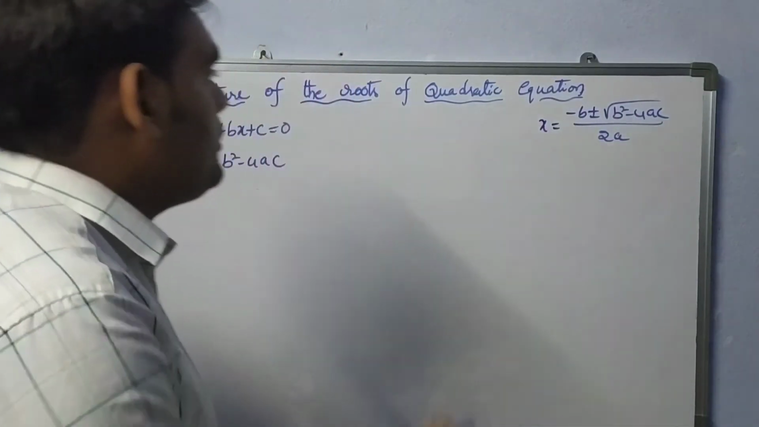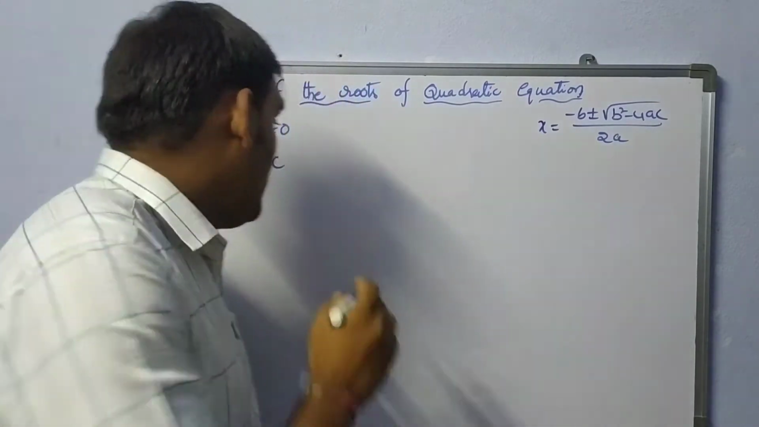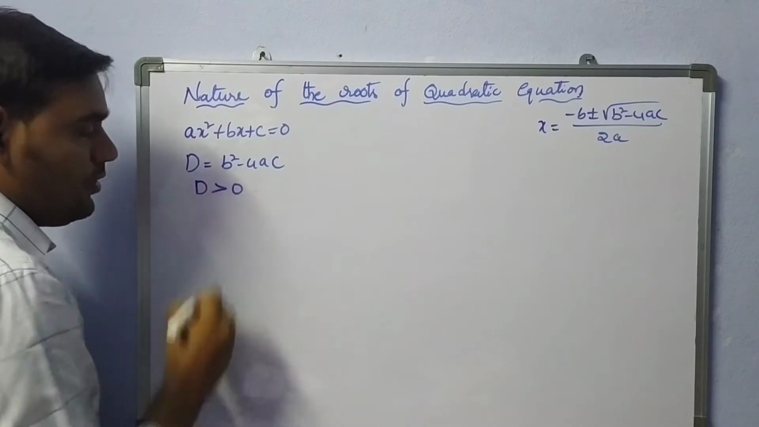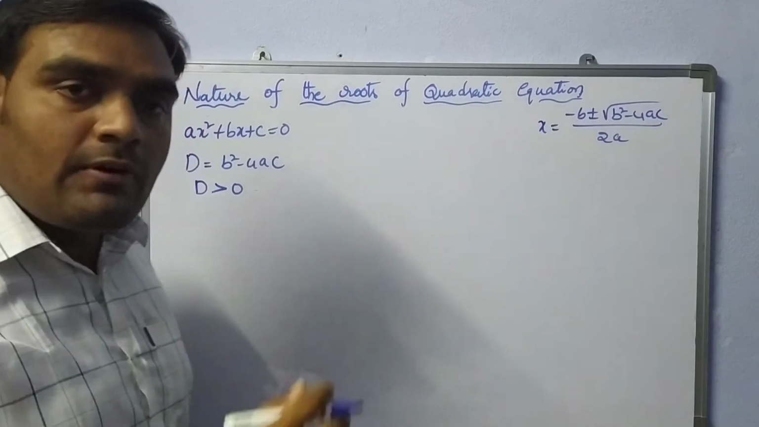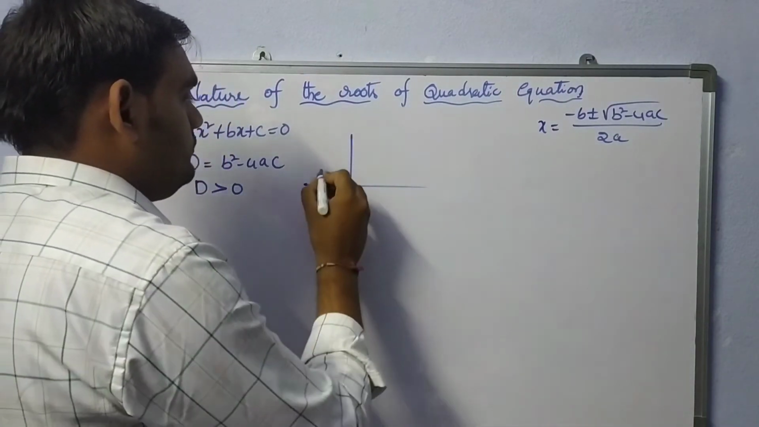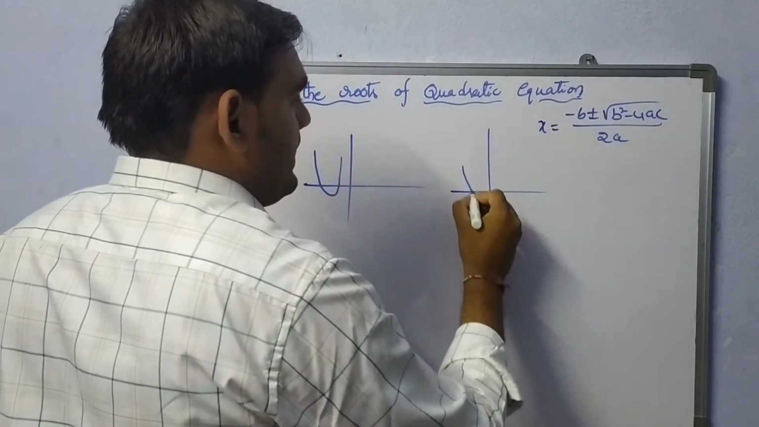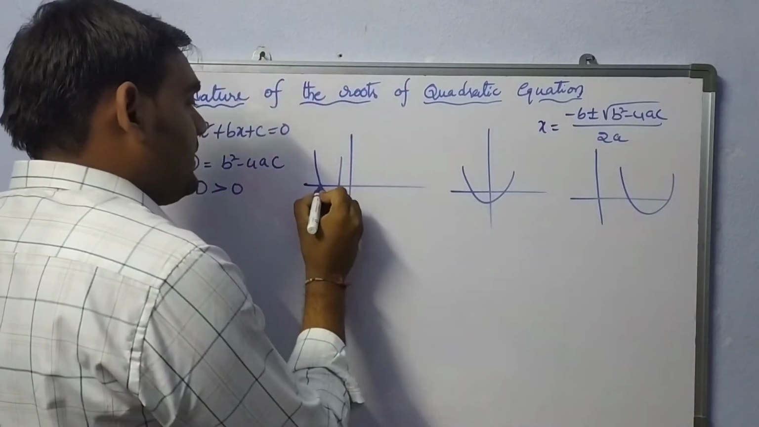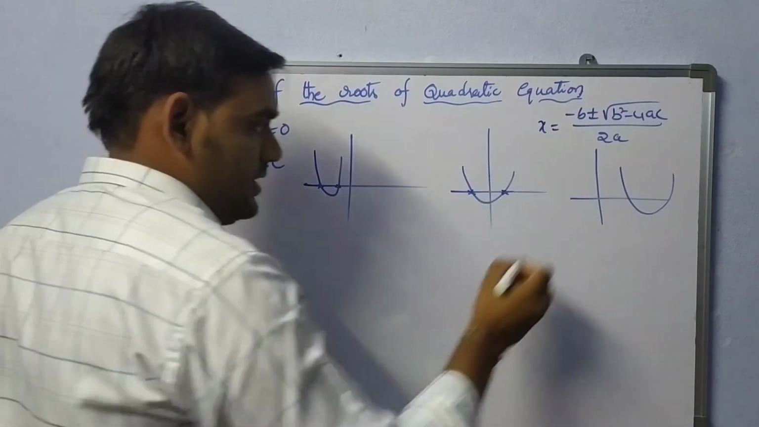See here, I told you a quadratic equation has two roots. So when the discriminant D is greater than 0, at that time the graph of the quadratic equation will be like this, or like this, or like this. See here, it touches the x-axis at two different points.